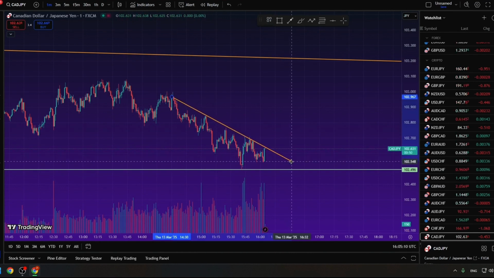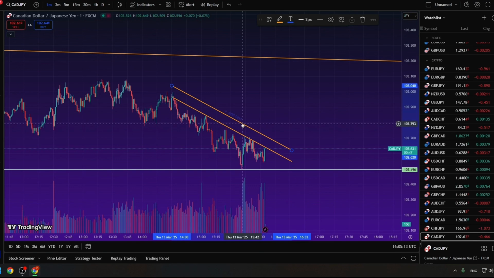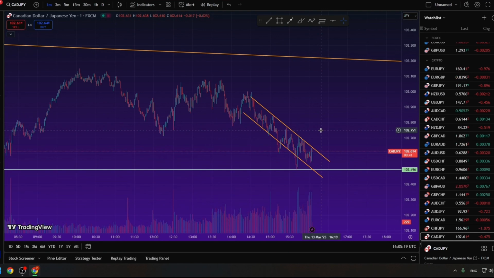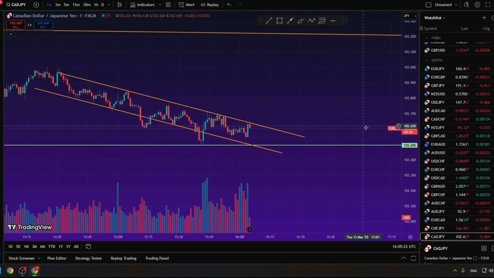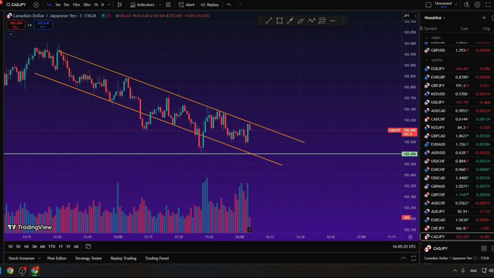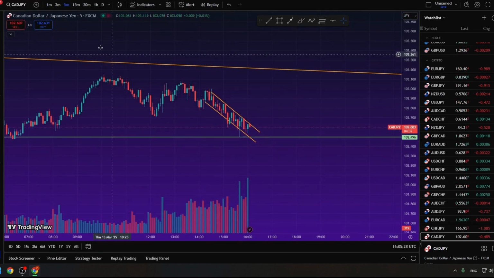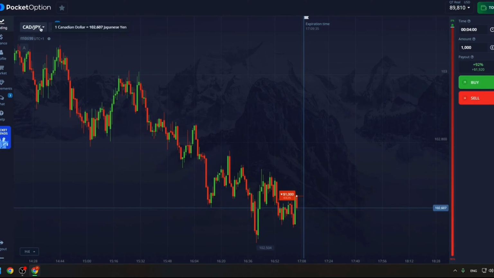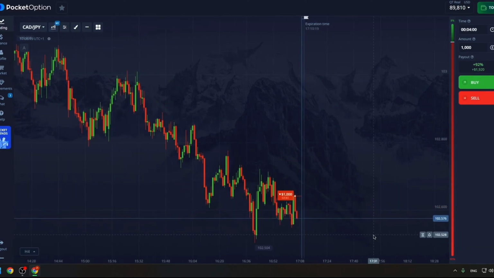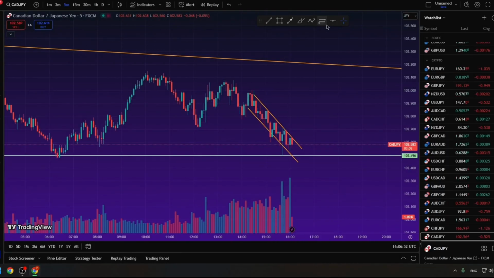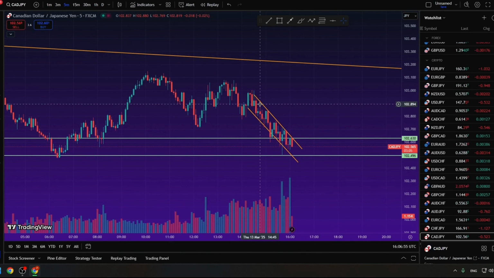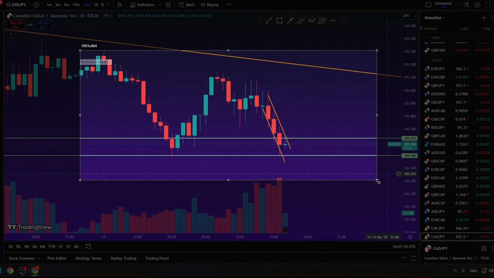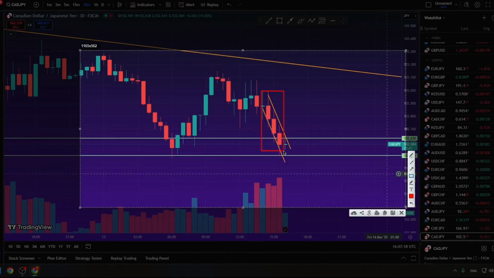I'll mark the channel in which the price is moving. Right now, it's at the upper level, which means it should go down from here, based on what I mentioned earlier. I'll also mark another level from which the chart bounced off. If we switch to the 30-minute chart, we can see strong red candles here, indicating the strength of the sellers.